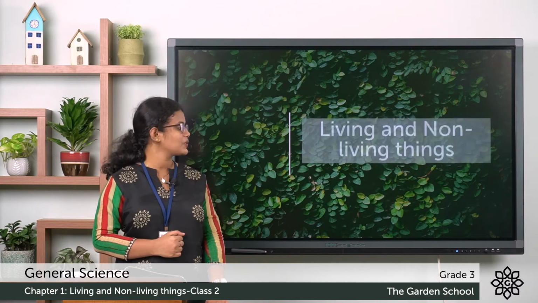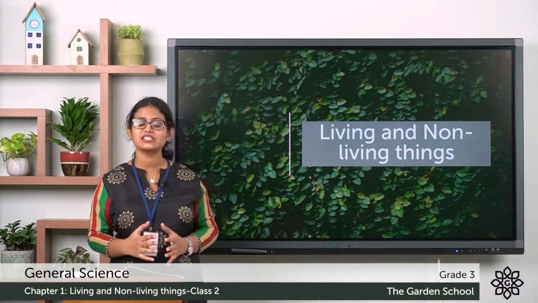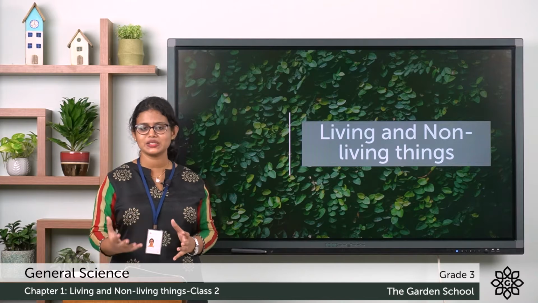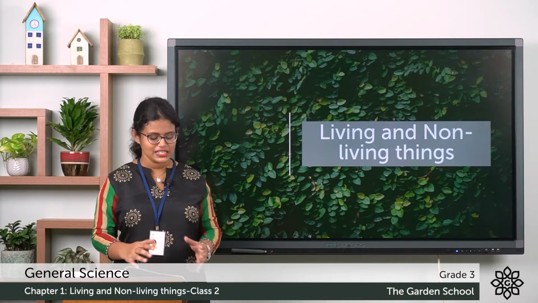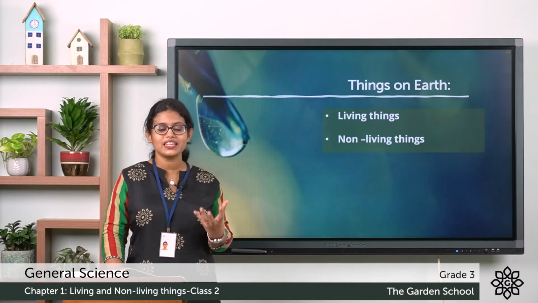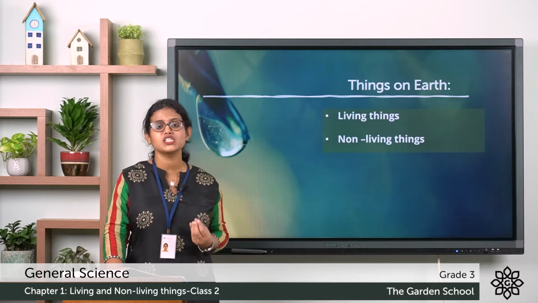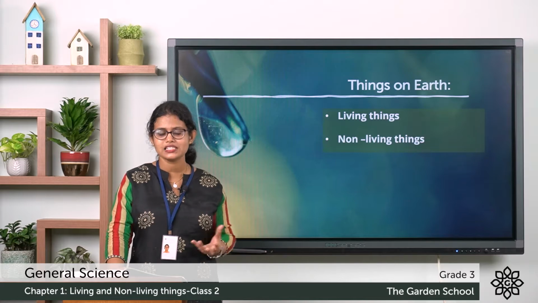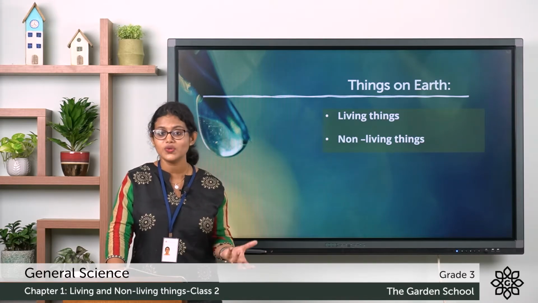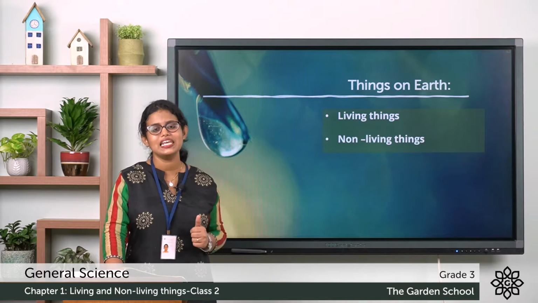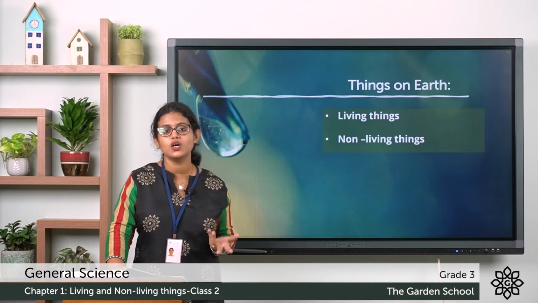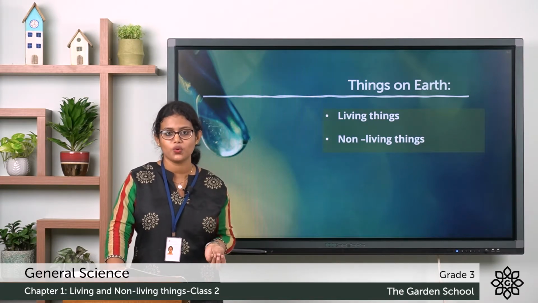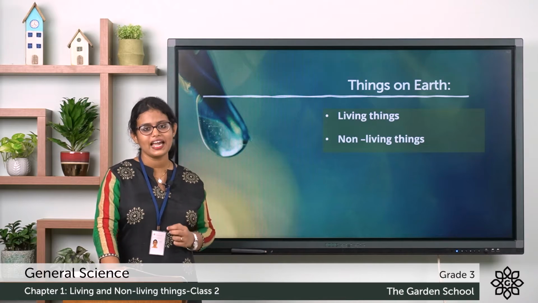In the last class, we started with the chapter Living and Non-Living Things, and we learned some of the features of living things. Which are the different things on earth? We can classify things on earth as living and non-living, right? So, what are living things? Things which need air, water and food and which can grow. We call them living things. And what about non-living things? Things which do not need air, water or food and which do not grow. We call them non-living things.